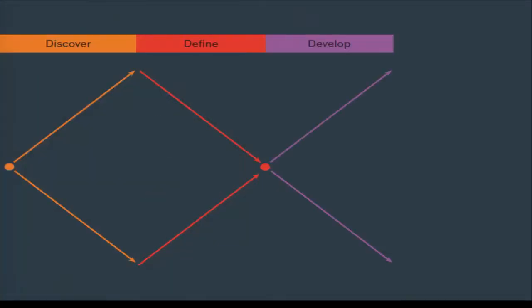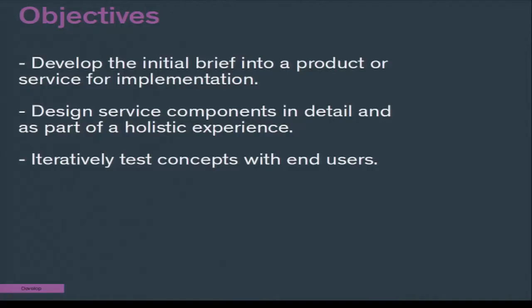So the next stage on the double diamond process is the develop phase. We took the refined intent distilled from the various research, both from the Design Council and our own research, and used it as a basis to create a set of design solutions. So the main objectives on this develop phase: developing the initial brief into both a product or a service for implementation, designing service components in detail and as part of a holistic experience, and iteratively testing concepts with end users. So now we're ready to begin really designing.